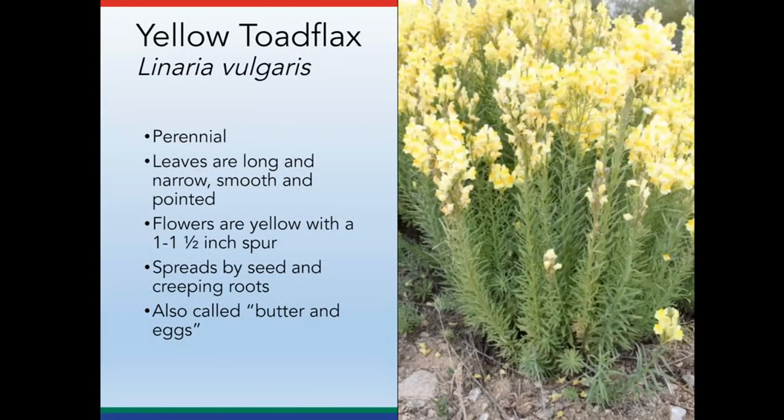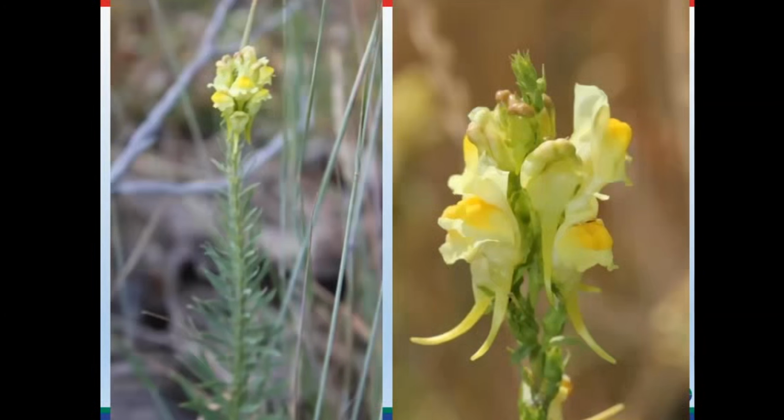So yellow toadflax is another perennial noxious weed that we deal with. Its leaves are long, linear, and smooth, and come to a point, but not a prickly point. The flowers are yellow with a 1 to 1.5 inch spur off the base, and yellow toadflax is spread by seeds or roots. In ornamental trade, it's called butter and eggs. It is a very aggressive invader. Here you can see the linear leaves, the kind of two-tone flower, and the long spur that comes off the bottom of them.